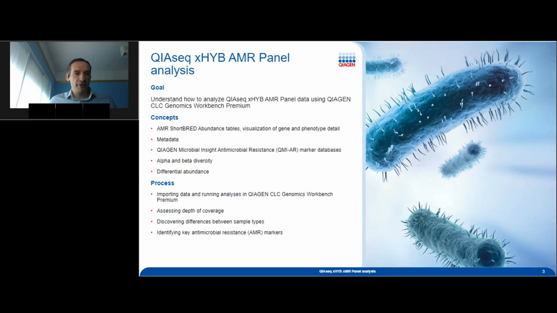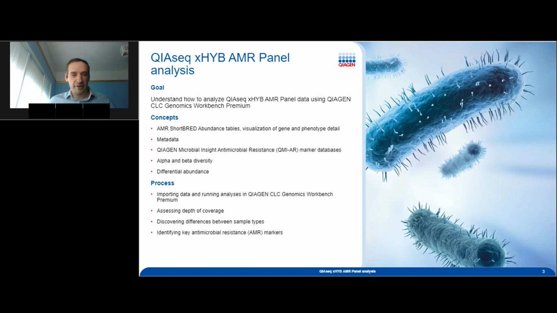This is an overview of what we'll talk about in this presentation. The end goal is to help you understand how quickly and easily you can analyze this kind of data. I'm going to be going through a relatively small data set of stool and wastewater samples, including controls, and we're going to be generating some peptide marker abundance tables. This is what we use to calculate the AMR in a sample, and these are what we call shortbread abundance tables.